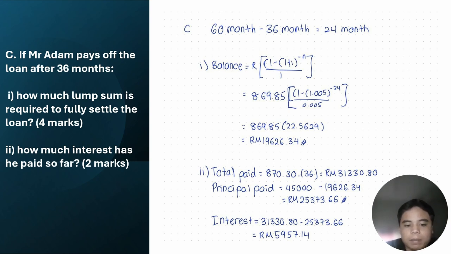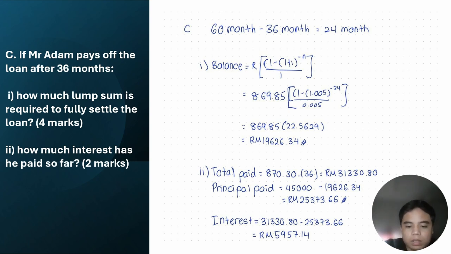And then continue with the 2 marks question. How much interest has he paid so far? Total paid 870 ringgit and 30 cents times 36, and you'll get RM 31,330 ringgit and 80 cents. And then looking for the principal paid, 45,000 must be minus 19,626 and 34 cents, and you will get RM 25,373 and 66 cents.